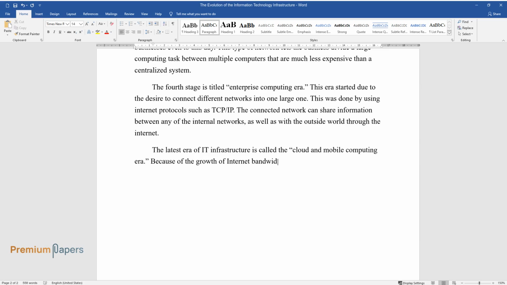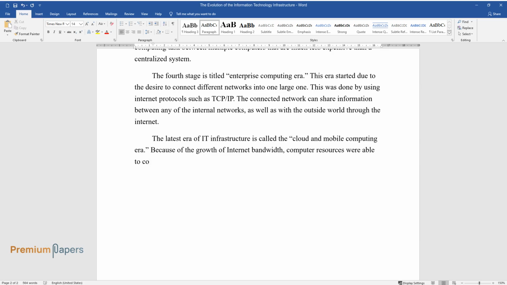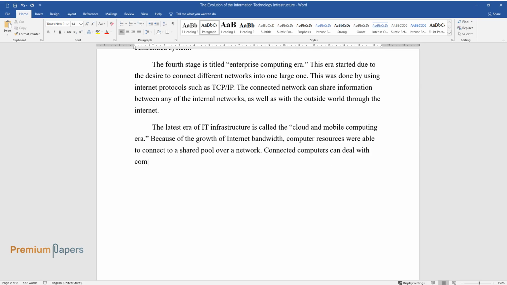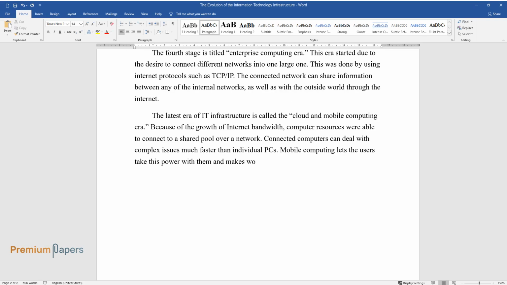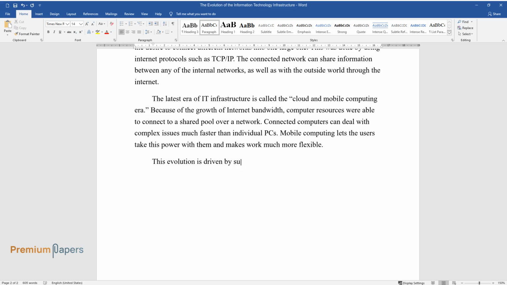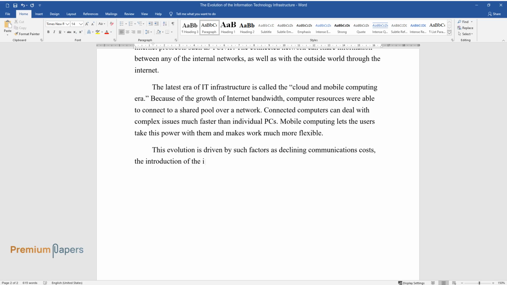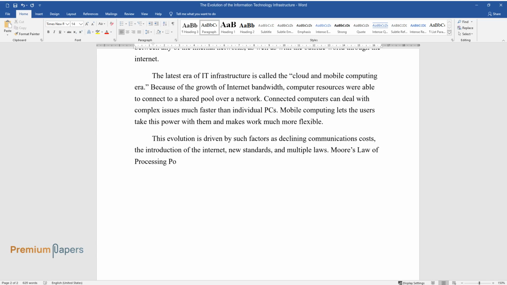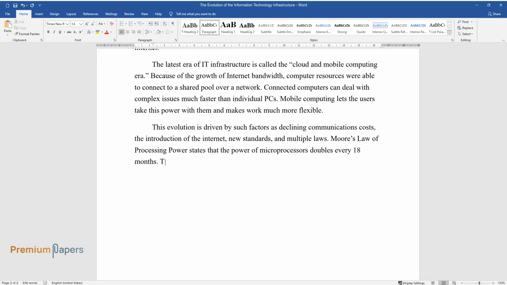Because of the growth of Internet bandwidth, computer resources were able to connect to a shared pool over a network. Connected computers can deal with complex issues much faster than individual PCs. Mobile computing lets the users take this power with them and makes work much more flexible. This evolution is driven by such factors as declining communications costs, the introduction of the Internet, new standards, and multiple laws. Moore's law of processing power states that the power of microprocessors doubles every 18 months.